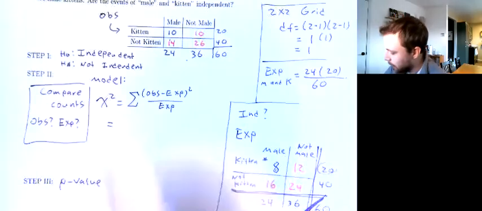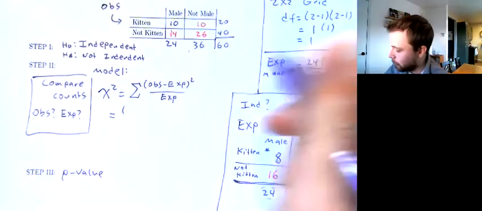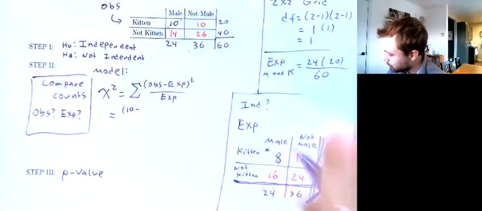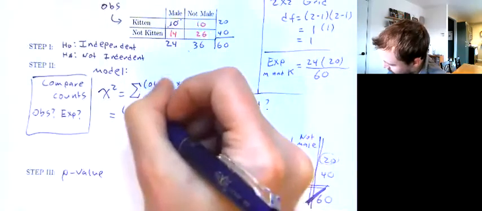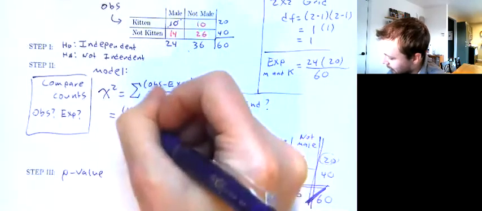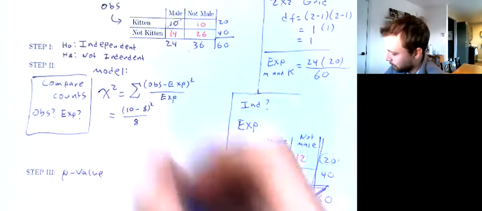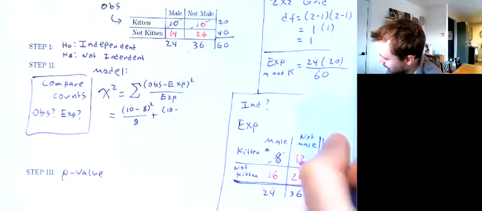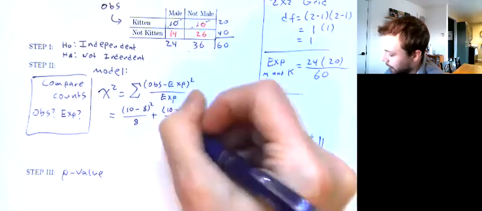So for example, for male kittens, and I like to put light dashes through them as I'm matching them up, there was 10 there. I was expecting 8. Squared over, I was expecting 8. So I can see my error of 2 for that first category. Let's look at the next category. I have non-males, 10, and I thought there should have been 12. Squared over, I thought there should have been 12.